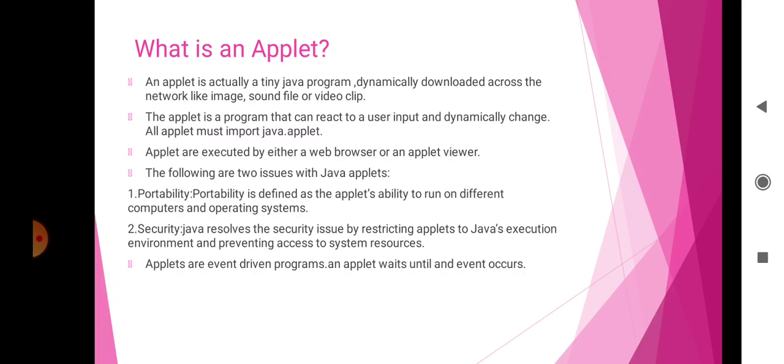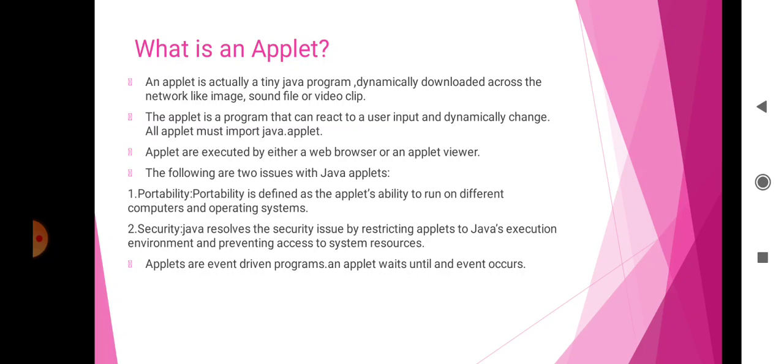The following are the two issues with Java applets. First one is portability. Portability is defined as the applet's ability to run on different computers and operating systems. And the second issue is security. Java resolves the security issues by restricting applets to Java execution environments and preventing access to the system resources.